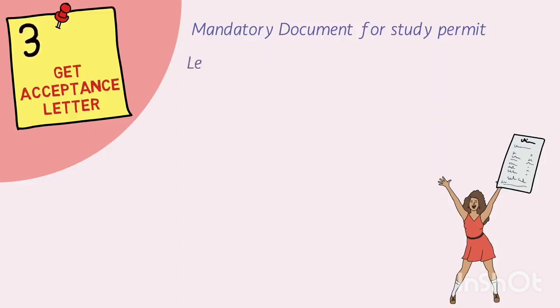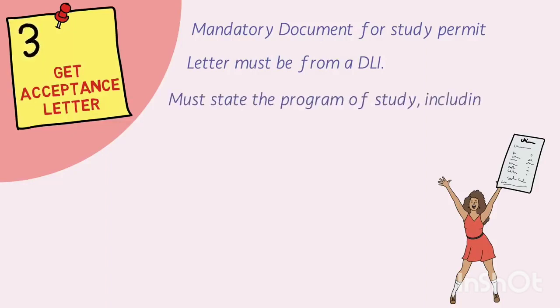Now the acceptance letter must be from a DLI college. So while you're researching for the colleges or universities, you must make sure that those colleges and universities are designated learning institutions. DLI stands for Designated Learning Institutions. If the college or the university is a designated learning institution, it would be mentioned very clearly on their website. Now the acceptance letter must state the program of study, including the start and the end dates.